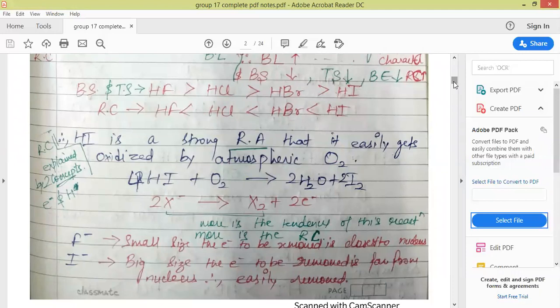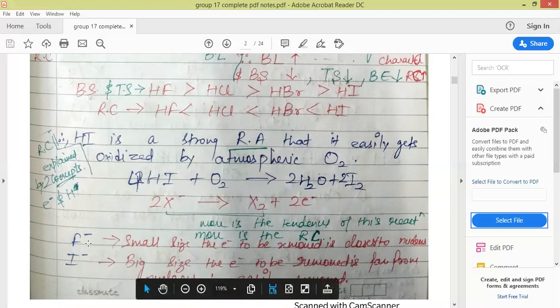HI is the strongest reducing agent, that is, it easily gets oxidized by atmospheric oxygen. It can be represented by this reaction, which can be generalized in this form. Actually what is happening is that X negative present in hydrides is losing 2 electrons and getting converted to the halogens. So reducing strength can be measured in the form of the tendency to lose electrons.